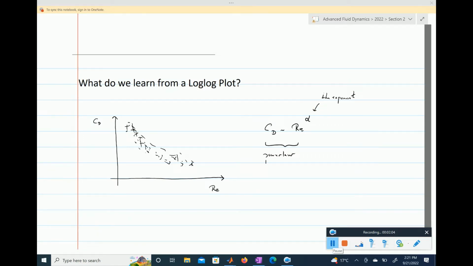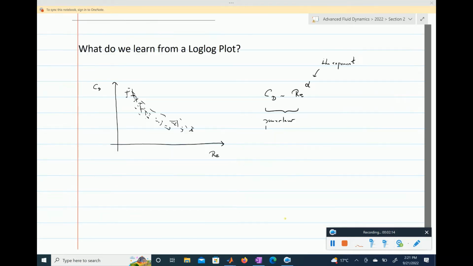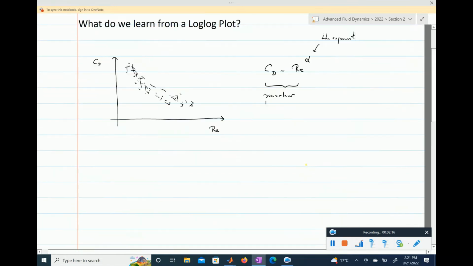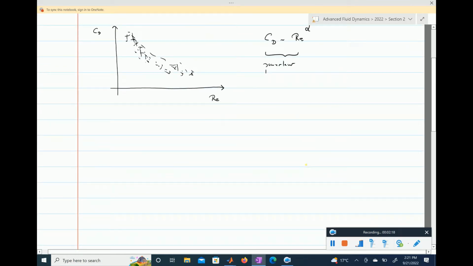So if we are plotting our data in a linear scale, then we cannot easily deduce the exponent, and we cannot see if the data follows a power law. But if we plot everything in a log-log plot, it's much easier. So what do I mean? Here we have y equals CD, and our x is our Reynolds number. So if our data follows a power law, then y scales with x to the alpha.